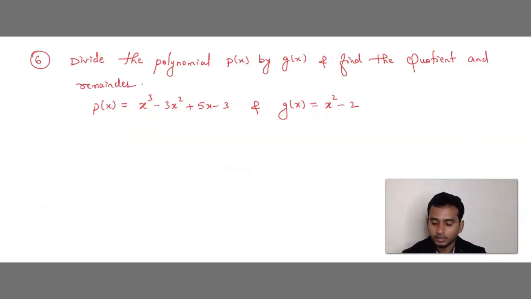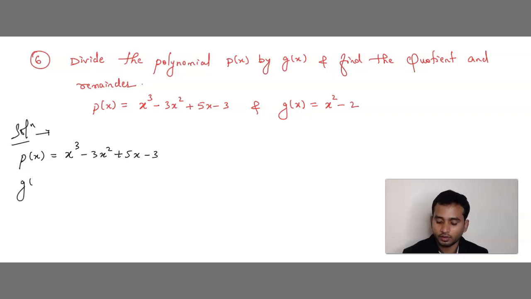Children, we can see here question number 6. That is, divide the polynomial p of x by g of x and find the quotient and remainder. So p of x is x cube minus 3x square plus 5x minus 3 and g of x is x square minus 2. So first we write p of x. First third degree, yes. Second degree, yes. First degree, then constant. Yes, it is there in the standard form.